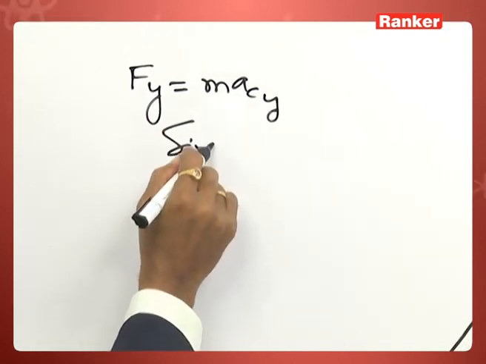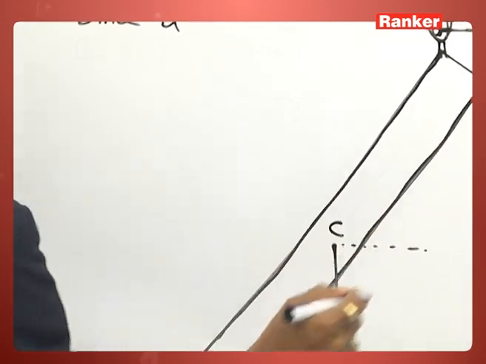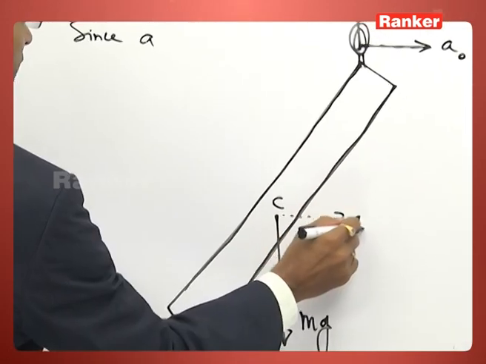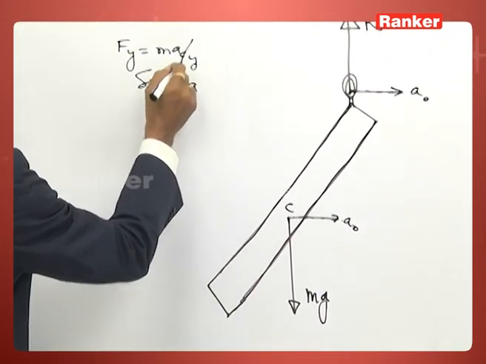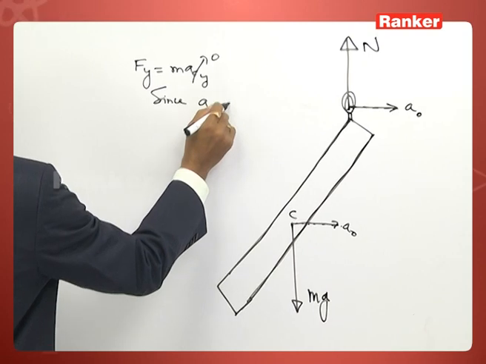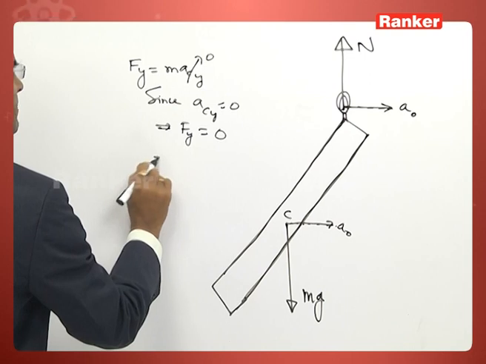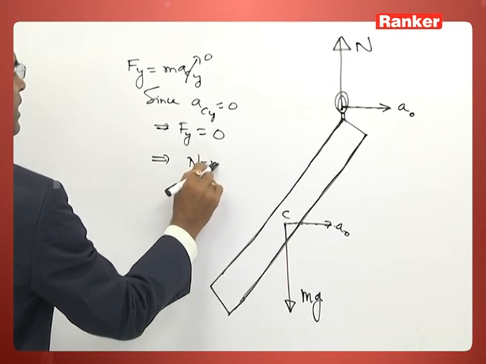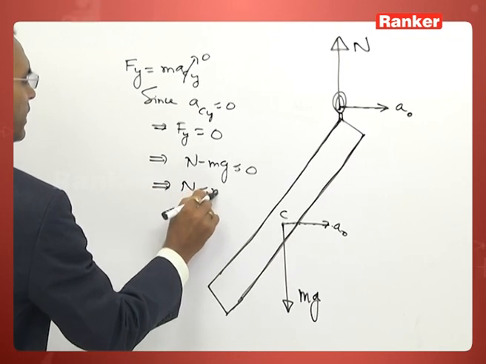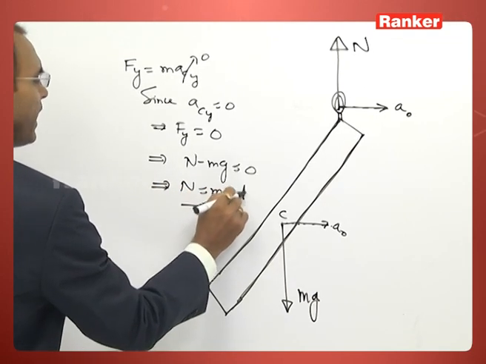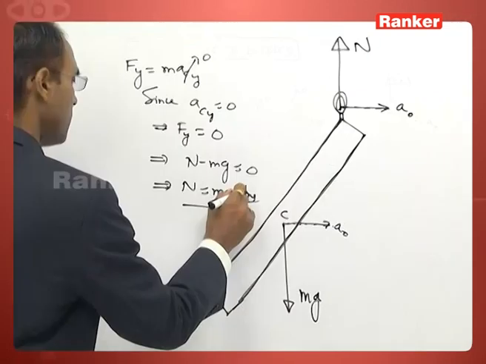Since the center of mass moves in a straight line with the same acceleration a naught, its component along the y direction is 0. Therefore, the net force along the y direction is 0. And the net force is equal to N minus mg, that is equal to 0. In this way, we can get N is equal to mg. The normal reaction will be equal to the weight of the rod.